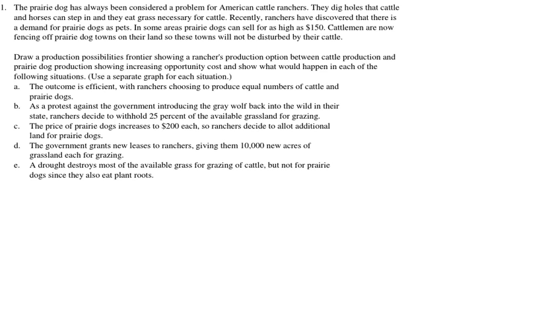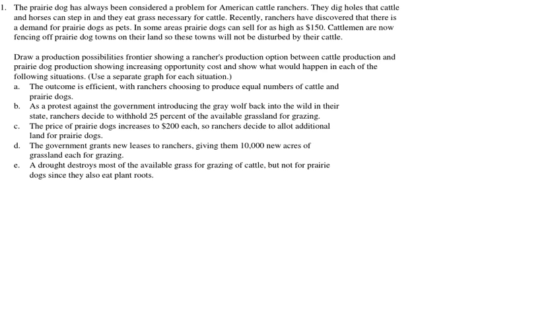First of all, let's read through it. It says the prairie dog has always been considered a problem for American cattle ranchers. They dig holes that cattle and horses can step in. They can injure themselves. They step in the holes.